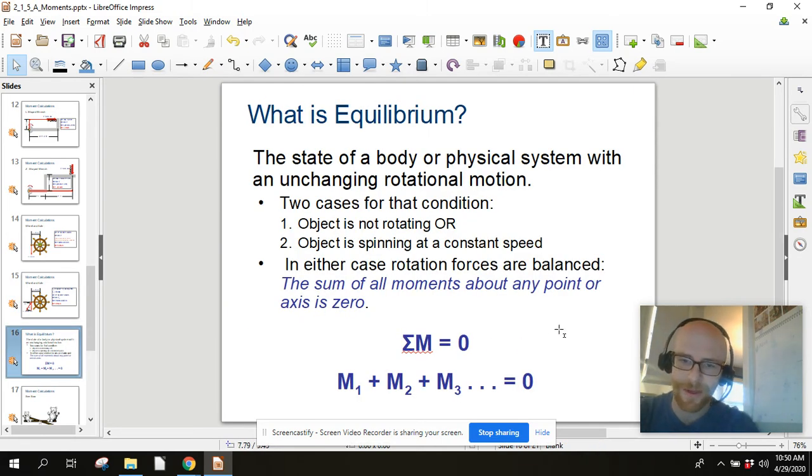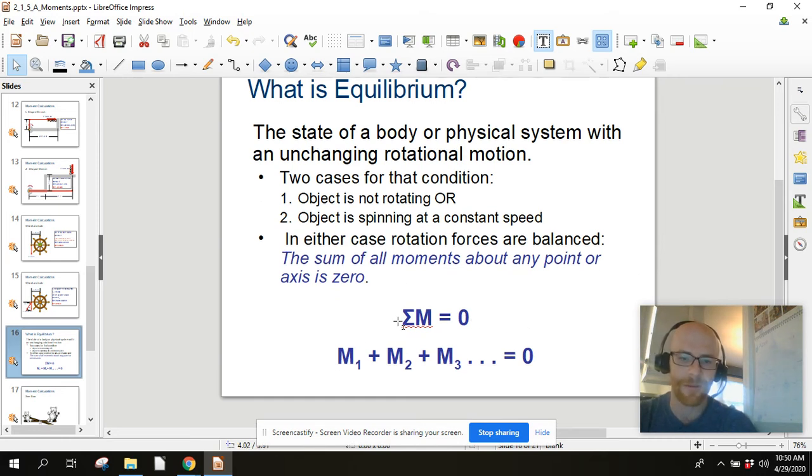Okay, so this is going to start talking about equilibrium, because we're going to move from this section to trusses. So it's going to be important to realize what equilibrium actually means. And I'll just read off the slide here, and we've talked about this before: the state of a body or physical system with an unchanging rotational motion. Two cases for that condition: the object is not rotating, or the object is spinning at a constant speed. In either case, rotation forces are balanced. Okay, the sum of all the moments about any point or axis is 0. So we have the sum of moments is equal to 0. We have moment 1, moment 2, moment 3. They're all adding up and they're equaling 0.